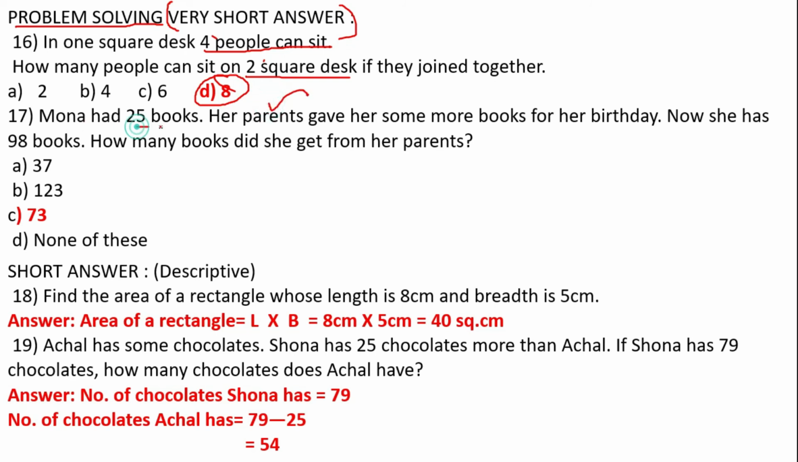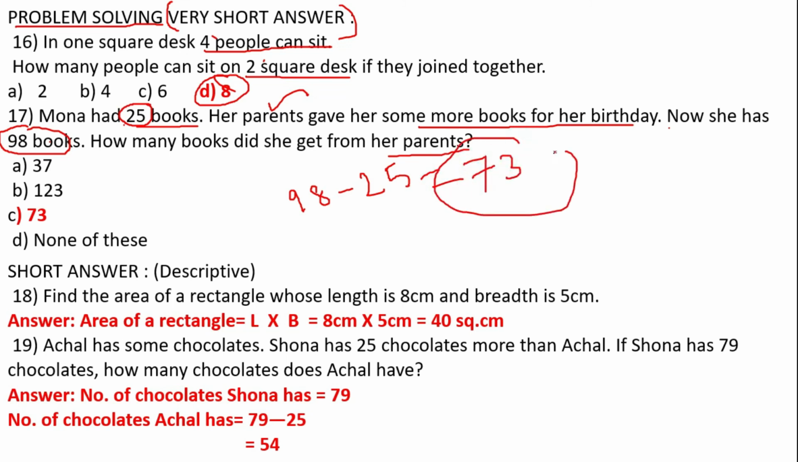Mano had 25 books. Her parents gave her some more books for her birthday. Now she has totally 98 books. How many books did she get from her parents? That is the question. She was having 25 books. Parents gave some books. How many books? It is not given. So to get the answer, 98 minus 25 is equal to 73. So the number of books given by her parents is 73.